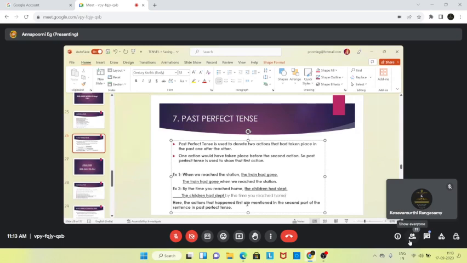Okay. So here again, I have just changed the order. I have not done any other correction, so this is also correct. That is what I am trying to explain. So that's it. This is all about past perfect tense.